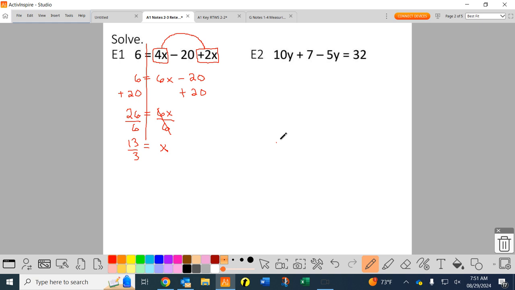Okay. For the next one, same concept. Draw your line. We cannot combine the 7 and the 32. Although they are like terms, they are not on the same side of the equal sign. The only ones that can be combined are the 10y minus this 5y. Please circle the actual symbol with the second term. When you combine those, you're carrying out whatever operation is there for them. In this case, it's 10y minus 5y, making it 5y. Then bring down the plus 7 equals 32.